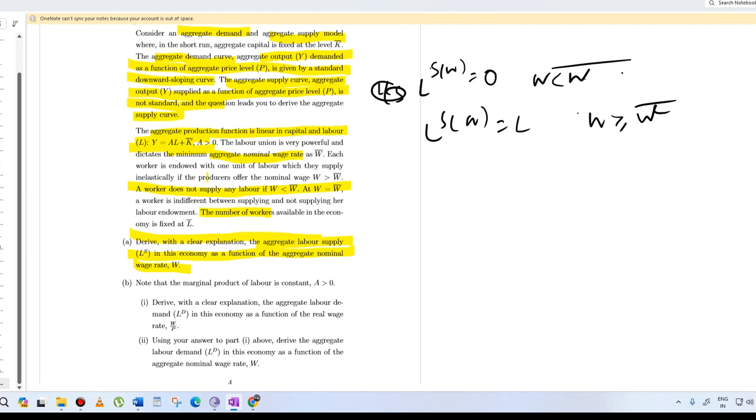Let's go to the next one. Marginal product of labor is constant and A greater than 0. Derive a clear explanation of LD as a function of the real wage W by P.